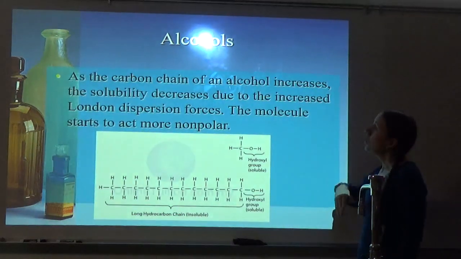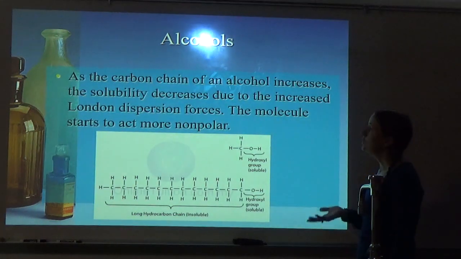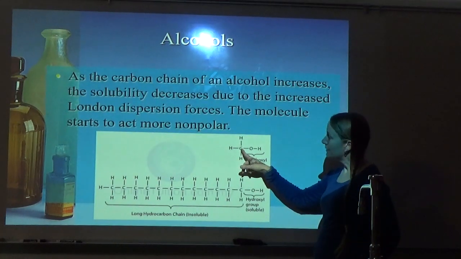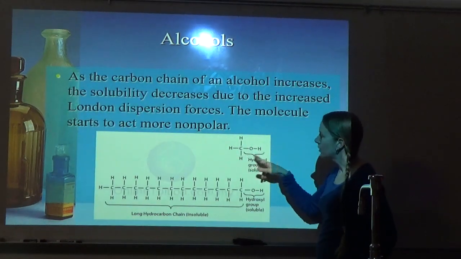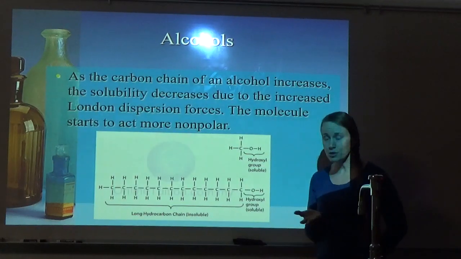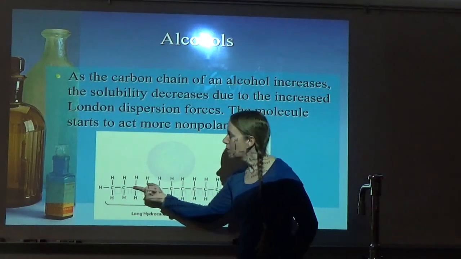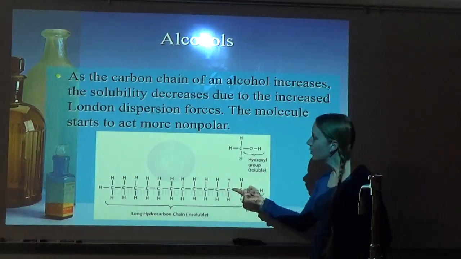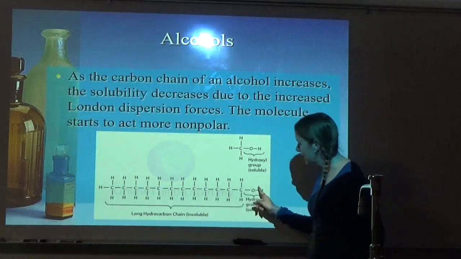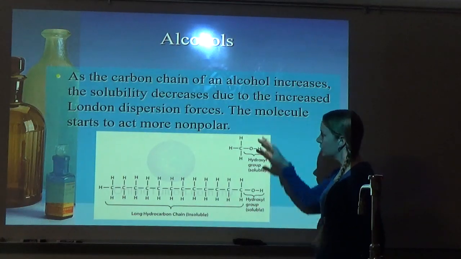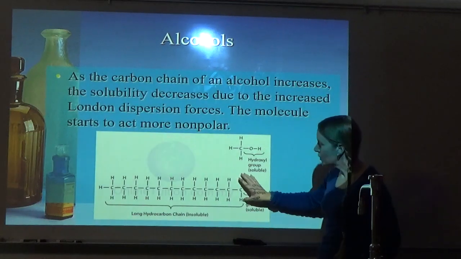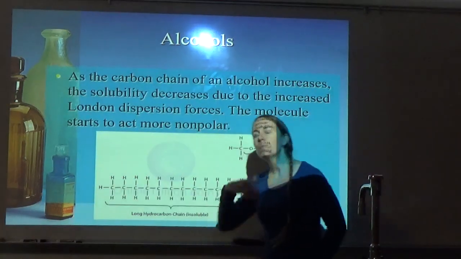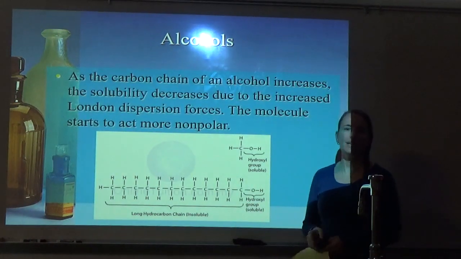As the carbon chain of an alcohol increases, the solubility decreases due to the increased London dispersion forces. The molecules start to act more nonpolar. See here I have C, 3 H's, and an OH. So not most, but a large portion of the molecule can form hydrogen bonding. But if I have a super long chain of CH's, what I want you to notice is most of this molecule is nonpolar. Only a tiny portion is polar. So this would be more likely to dissolve in water than something like this because of this huge nonpolar chain. The more of a molecule that's nonpolar, the less likely it is to dissolve in polar.